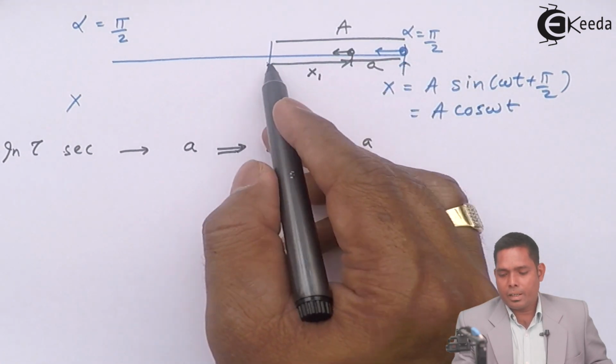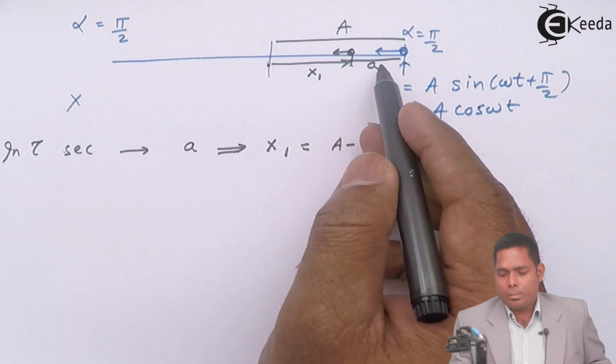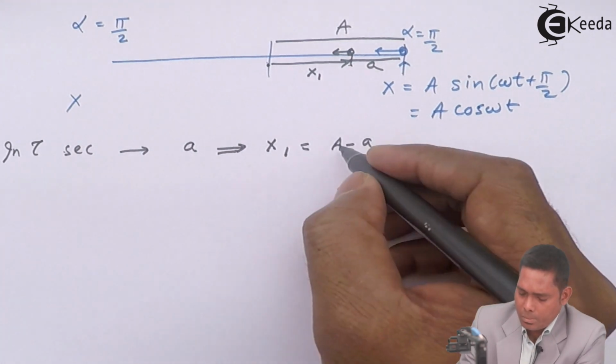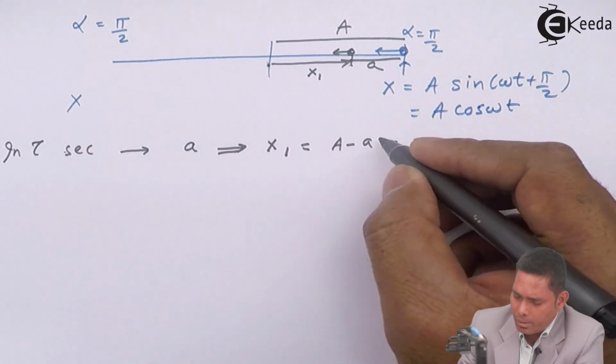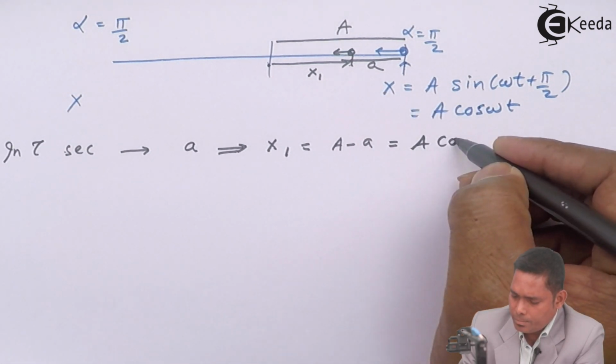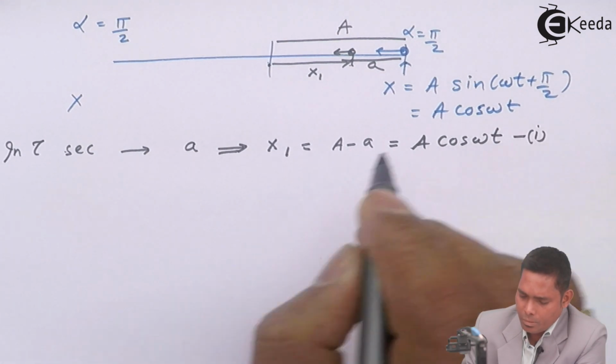So the displacement is a direct line joining from the mean position to the position where the particle is after a time t seconds. Now this is displacement, and that equals, because that is the equation of x, a cos omega t. So this is equation number 1.